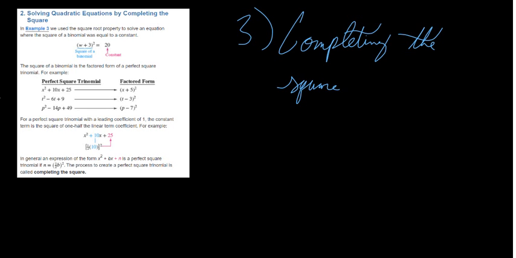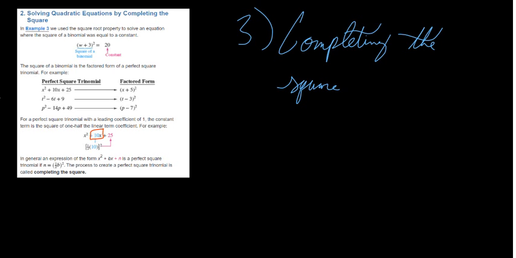Actually, let's not break it down. No, we will, but I have a better way. So if this looks silly to you, I have a better way. Don't you worry. But it reads, the constant term is the square of 1/2 the linear term coefficient. The linear term coefficient is the one with simply the x to the first power on it.